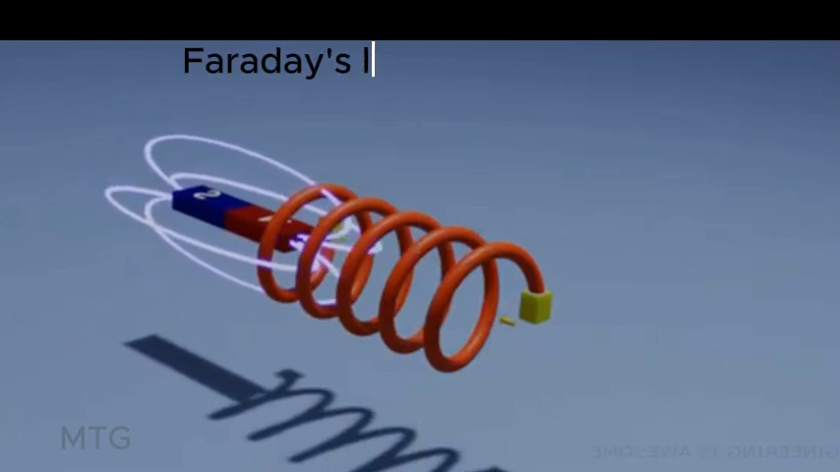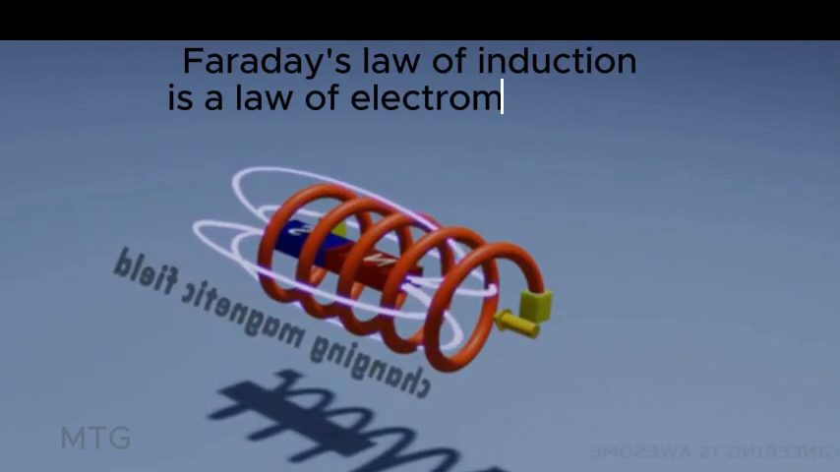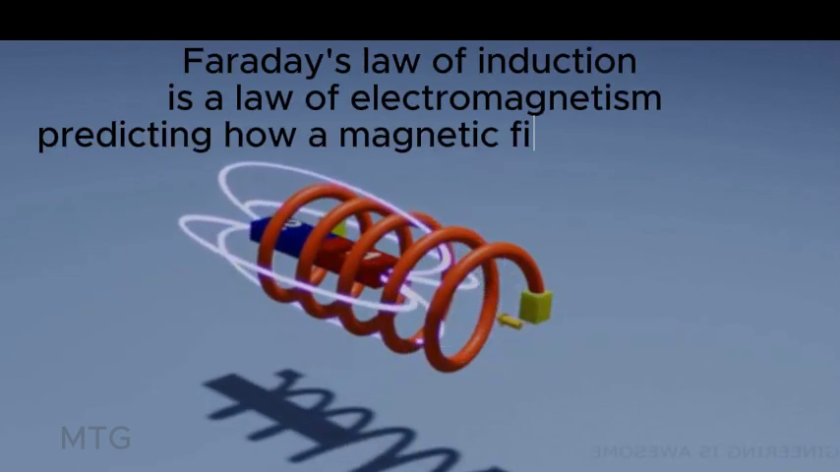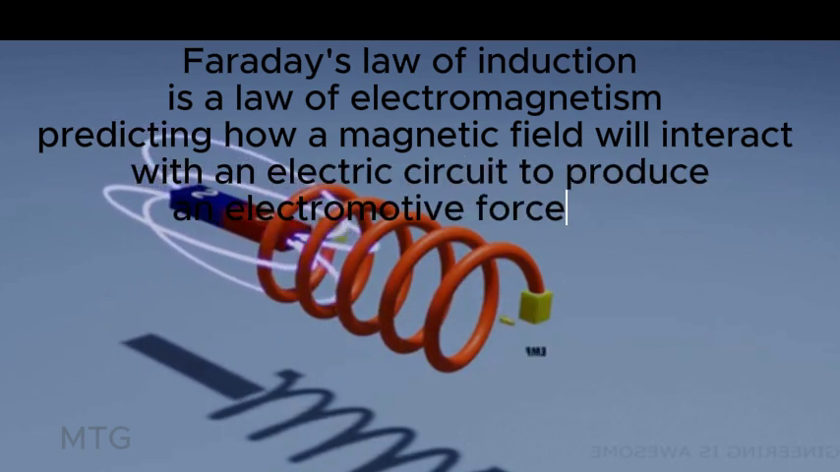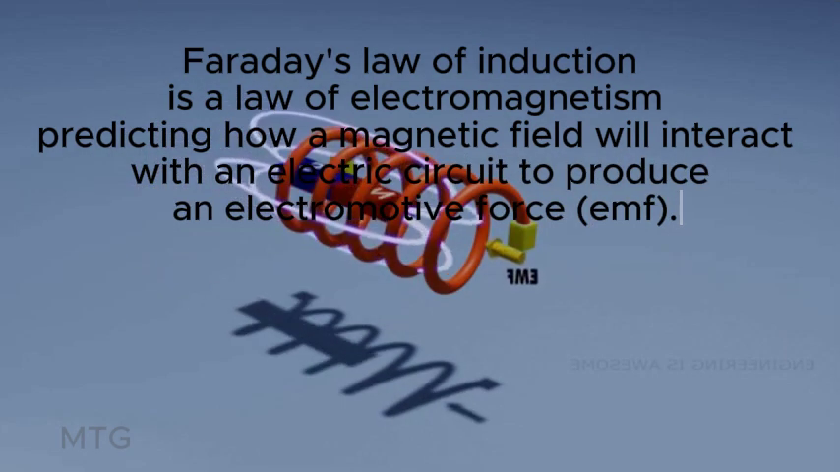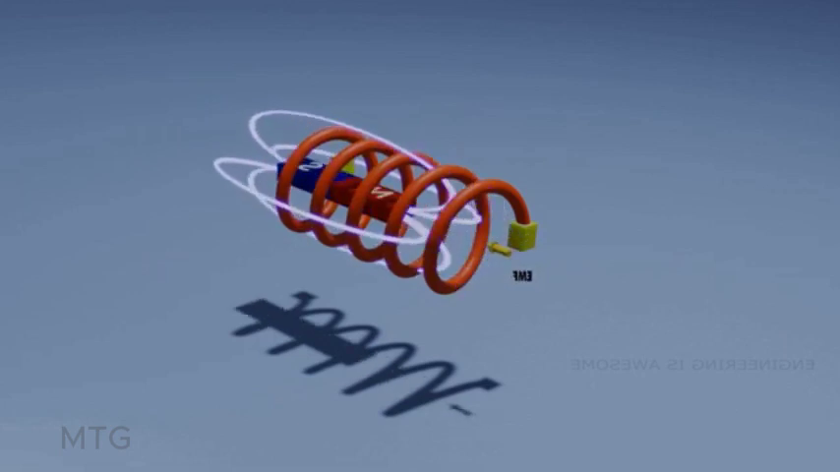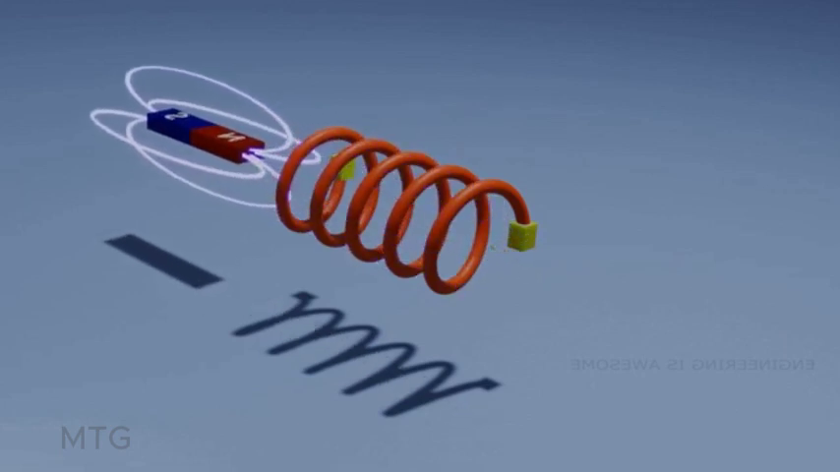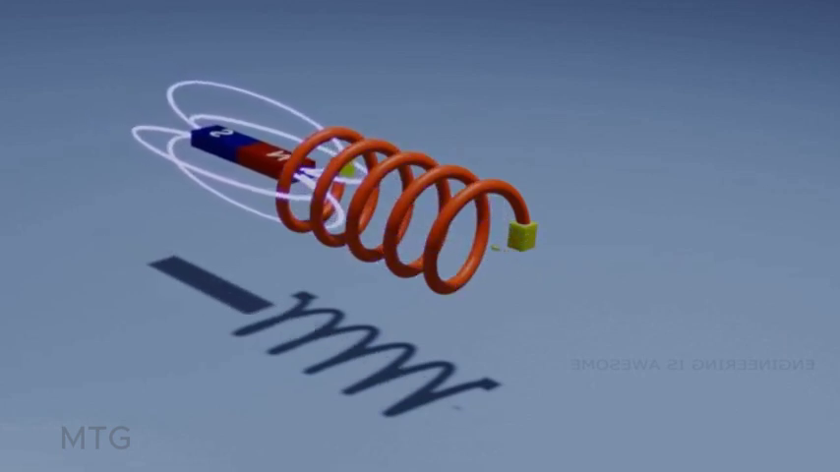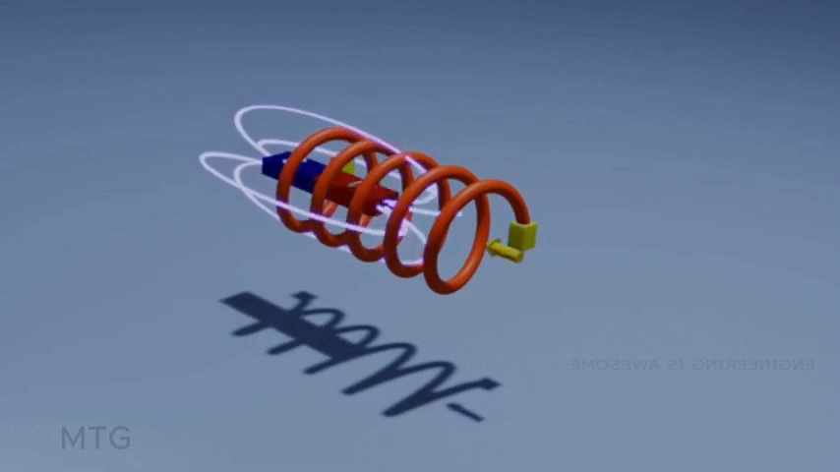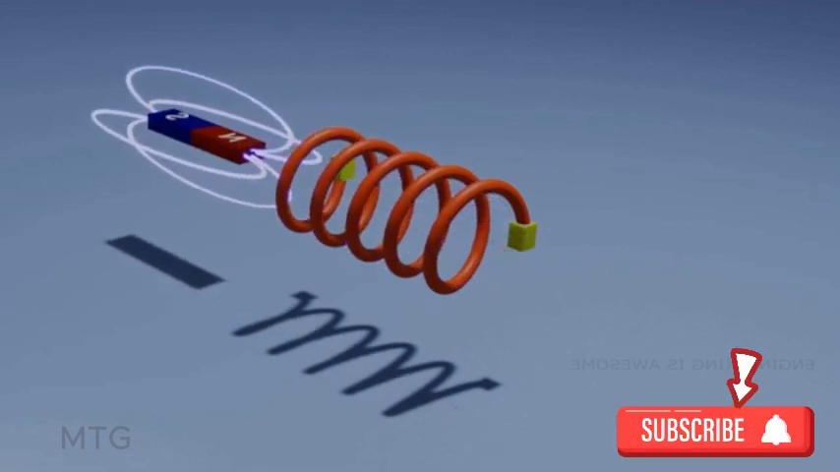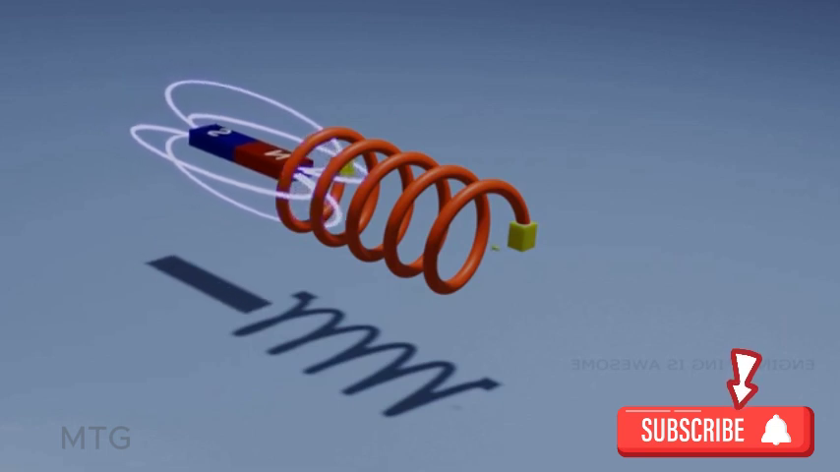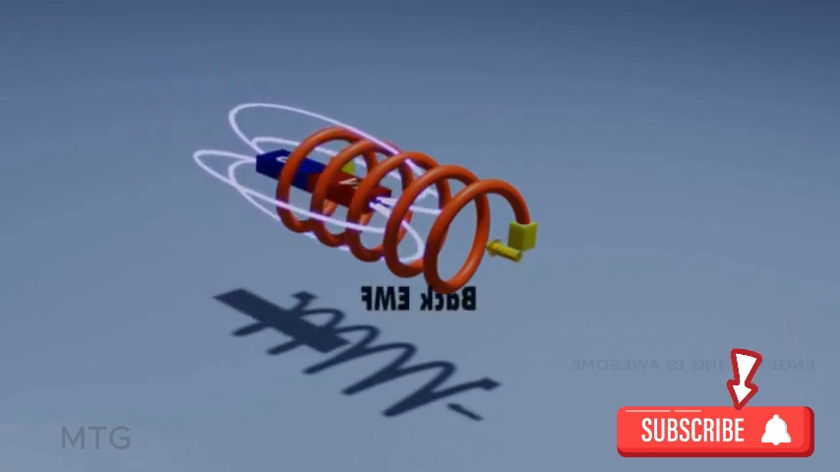Faraday's law states that if there is a changing magnetic field over a conductor, it will induce an electromotive force called an EMF in the conductor. The direction of this EMF is always opposite to the magnetic field which created it. Due to the property of opposing its own source of creation, this EMF is called back EMF.